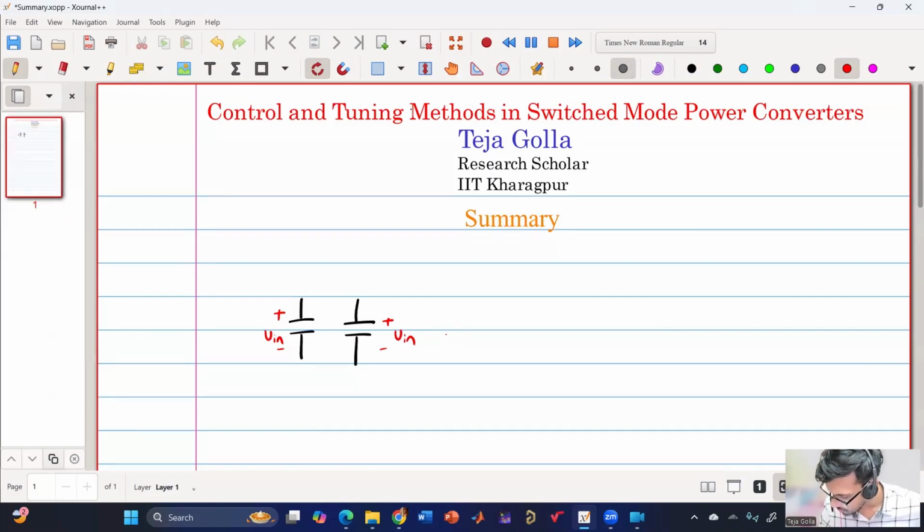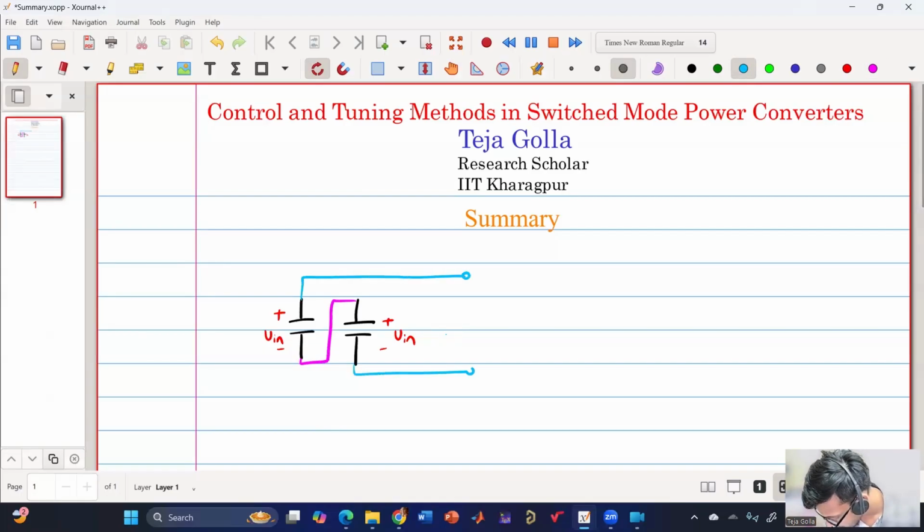Now the switching configuration has to be such that I connect these two in series, and this is my out. So this is plus minus. Now it becomes 2V. Similarly, if I have to get 4V, then I need to have four capacitors charged to V, and I have to connect them in series so that my output is 4V. So this is the overall idea of capacitors.